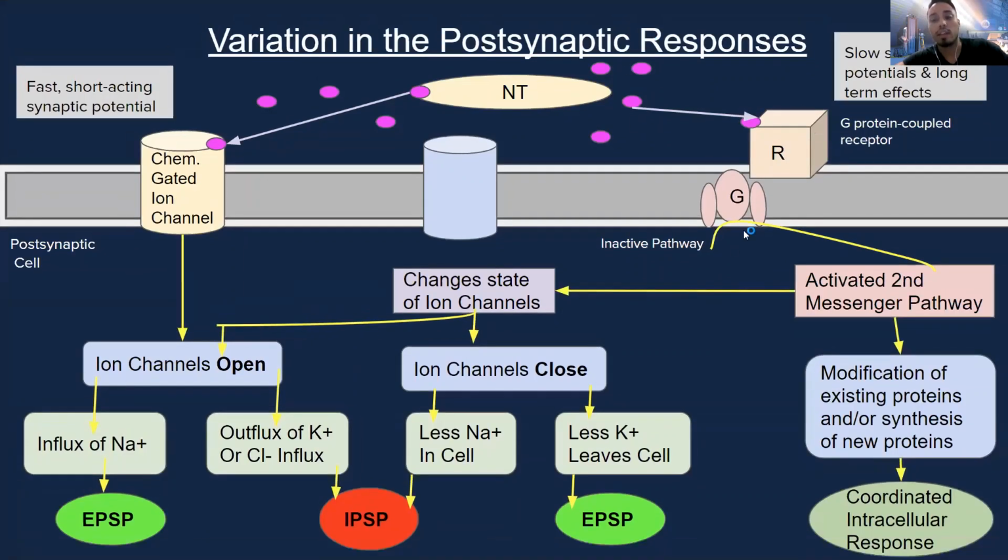It starts off the whole cascade. It could have different effects. It could be open or closed, and then it can lead to other effects. But metabotropic could have excitatory or inhibitory effects overall. It's not defined by one. Okay, thank you.